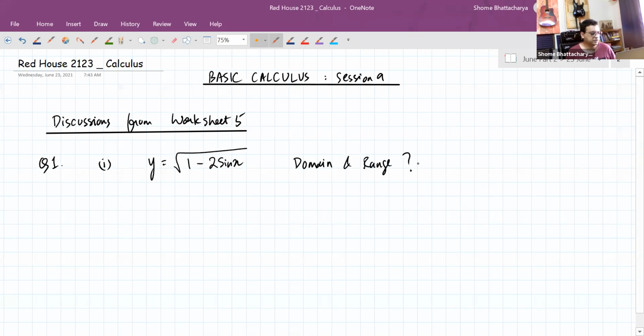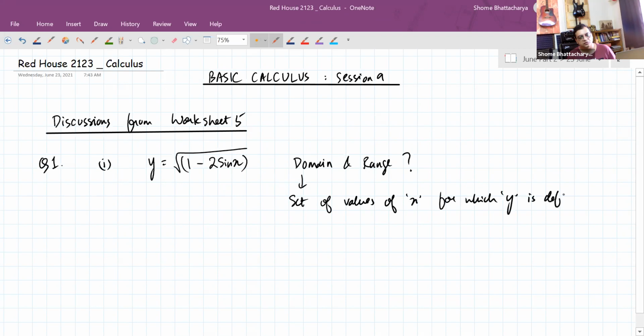So as I said, when the question does not give us any domain, that means we have to take the natural domain of the function. What we mean by the natural domain of the function here is the values of x for which y is real. Okay. So basically by domain here, we mean we have to find the set of values of x for which y is defined as a real number.